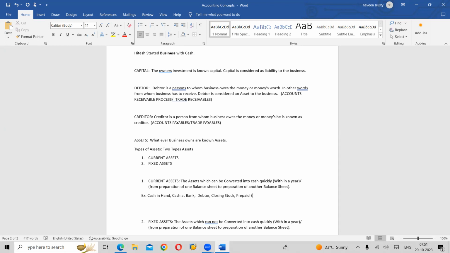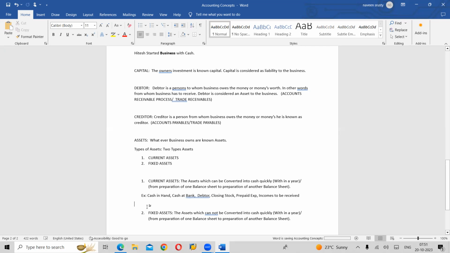Closing stock will come at the end, but prepaid expenses, incomes to be received, right? So these all are considered as current assets. Cash in hand and cash in bank are already liquid, and these assets we will convert into cash within 1 year time. Clear? Any questions here?